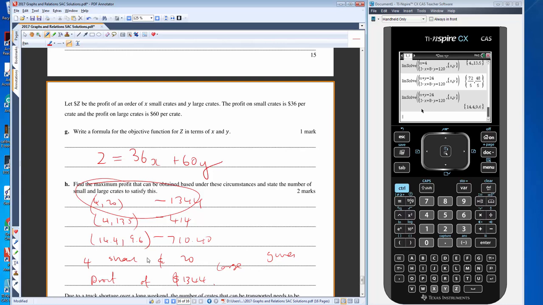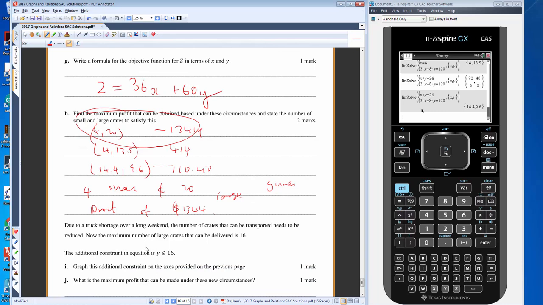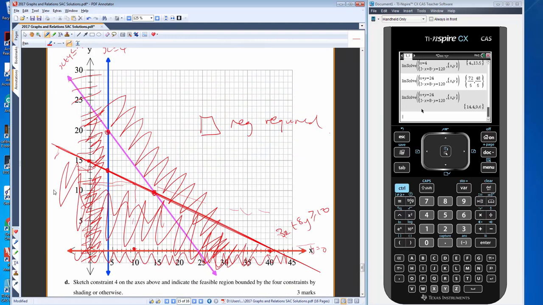Okay, so due to a truck shortage over the weekend, the number of crates that can be transported needs to be reduced. Now the maximum of large crates that can be delivered is 16, so graph the additional constraint, y less than or equal to 16. So here is 16 here, so what you need to do is run this across like so. A lot of you drew the line but didn't actually shade it, okay? So that means that it has to be less than 16, which knocks out this.